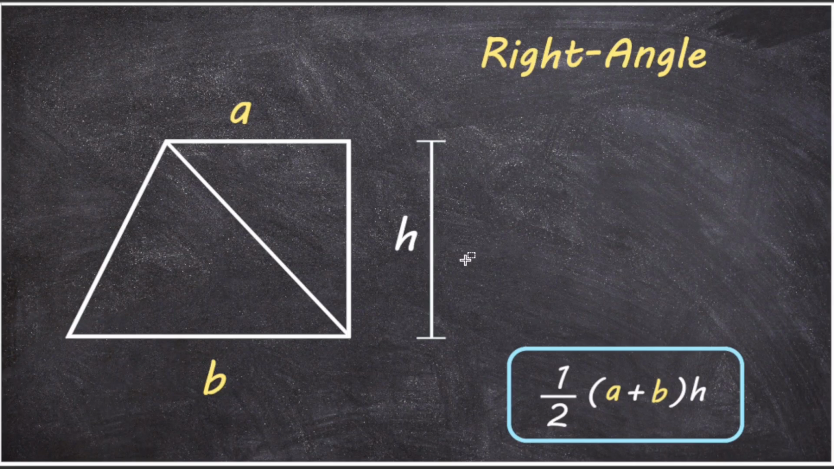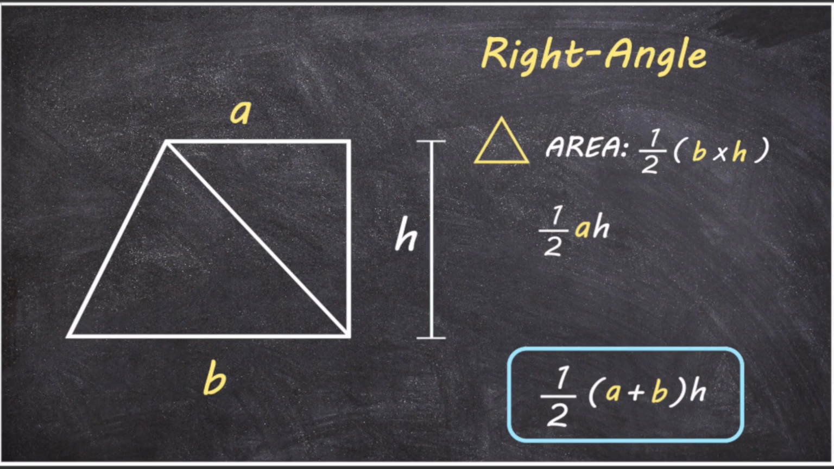The area of the trapezium must be the sum of the two areas of these triangles. We know that the area of the triangle is given by the formula half base times height, so the area of the triangle on the right side must be half a times h. The area of the triangle on the left hand side must be half b times h. If we add those two values together, that will be the area of the trapezium.